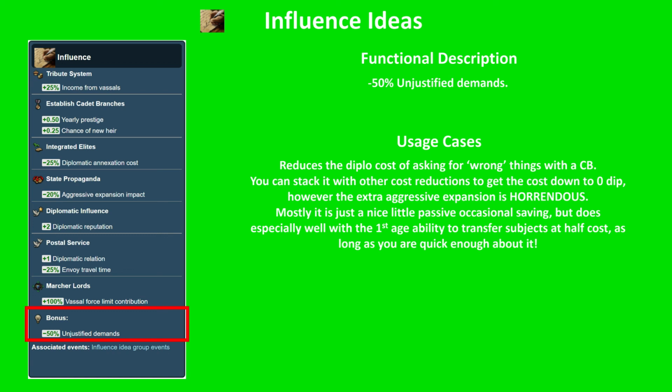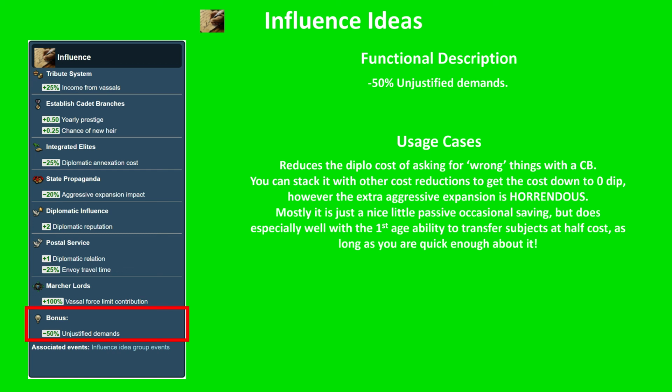And the finisher, unjustified demands cost 50% less. This reduces the Diplo cost of asking for the wrong kind of things with a CB. So if you declare a CB for taking land and you ask someone to do something like give you a vassal instead, or release a vassal, then it costs you diplomatic power, and this modifies that cost down. Now you can stack this with other reductions to unjustified demand cost to push the cost all the way down to 0. And then you can ask for land regardless, like you can take land without claims at 0 diplomatic cost. However, the extra aggressive expansion you incur for doing so is horrendous.